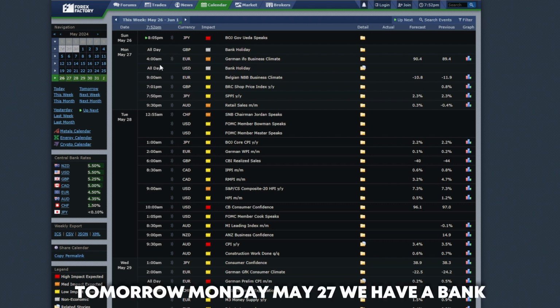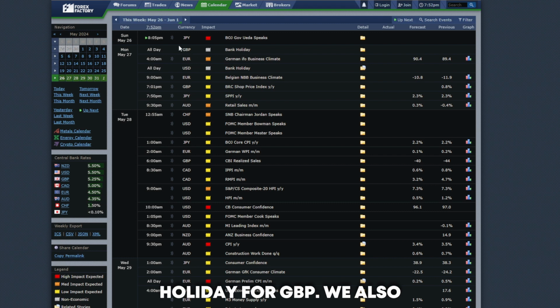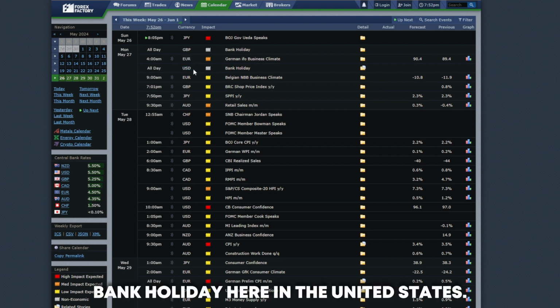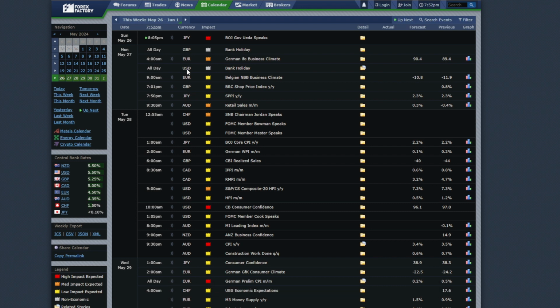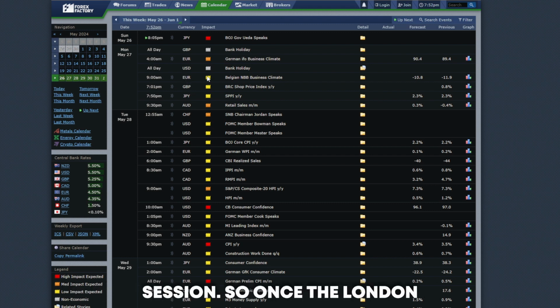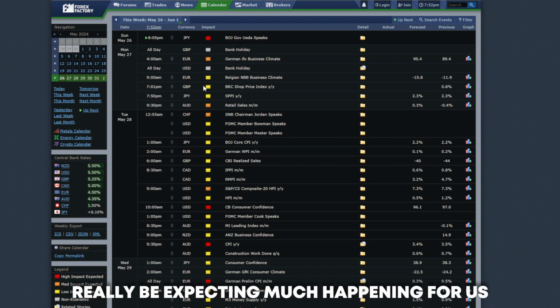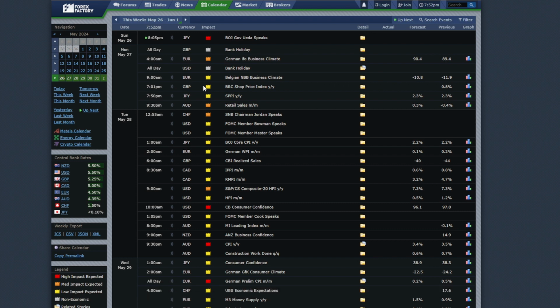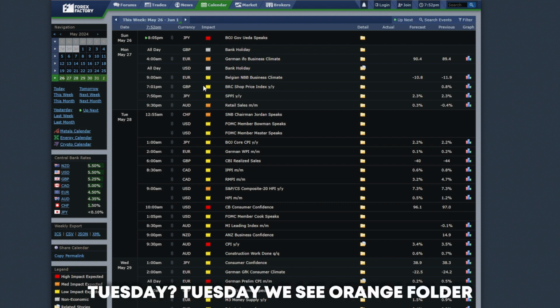Tomorrow, Monday, May 27, we have a bank holiday for GBP. We also have a bank holiday for USD, bank holiday here in the United States. So we shouldn't have too much market movement throughout the New York session. Once the London session dies out, we shouldn't really be expecting much happening for us in the New York session tomorrow.